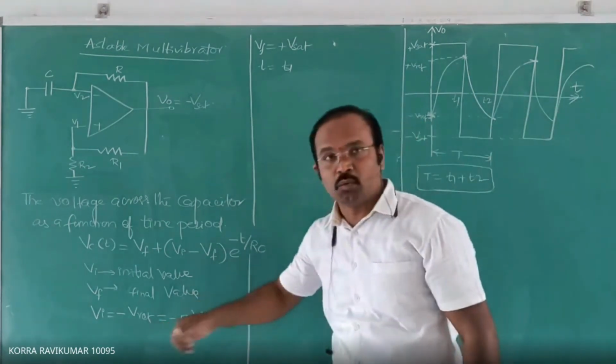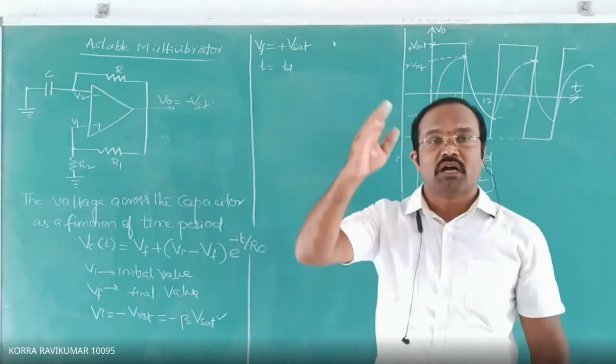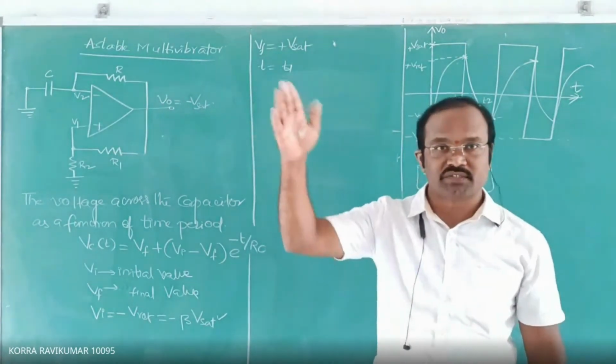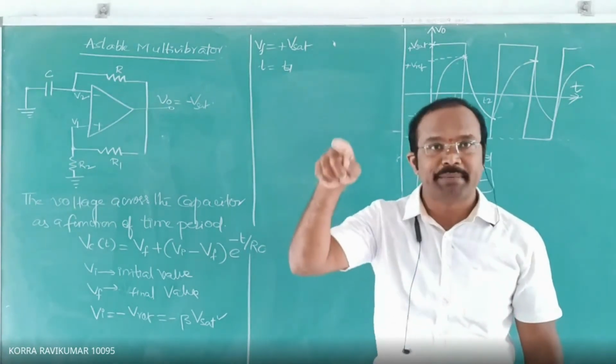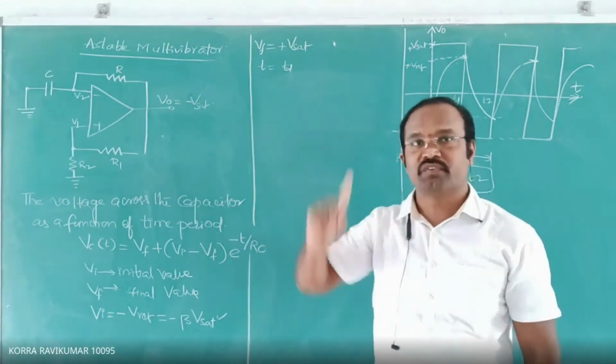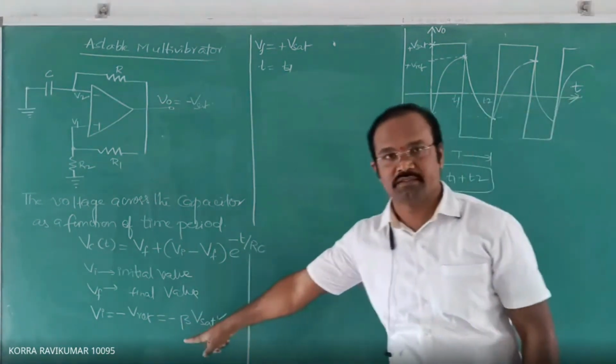What is the value of V reference? Just now we have derived: V reference is equal to R2 by R1 plus R2 into V saturation. So here R2 by R1 plus R2 is nothing but beta. So beta into V saturation, and this as usual is minus.